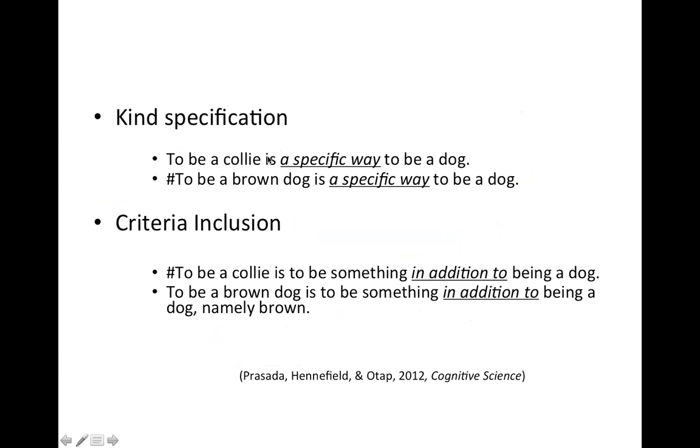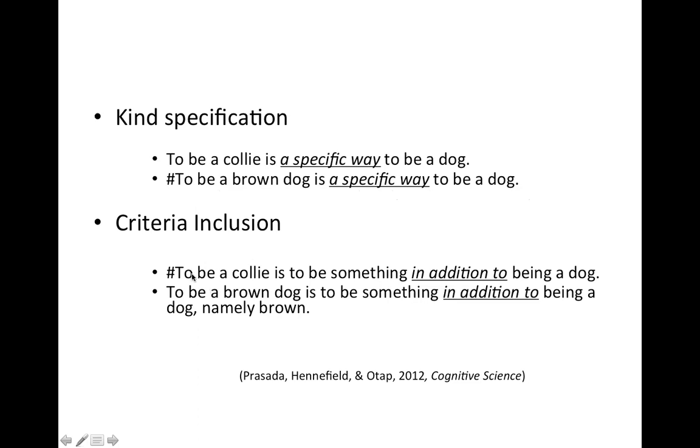So to be a collie is a specific way to be a dog, or between a phrasal expression and a kind expression. So to be a brown dog is a specific way to be a dog. The idea being the first should sound good because it's relating two kinds through a kind of relation, whereas brown dog identifies a class of dogs, not a kind of dogs. And in this case, the kind of relation should sound odd.